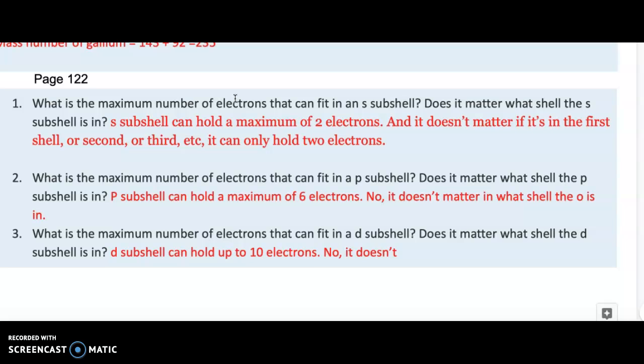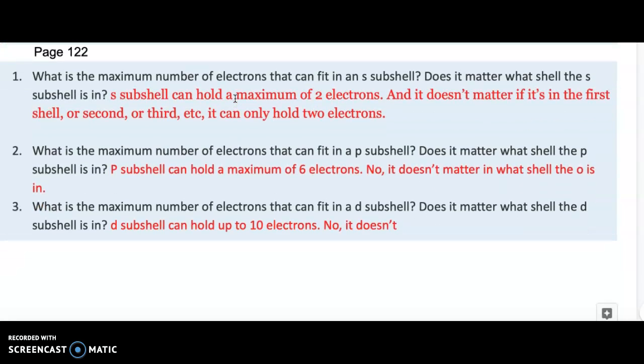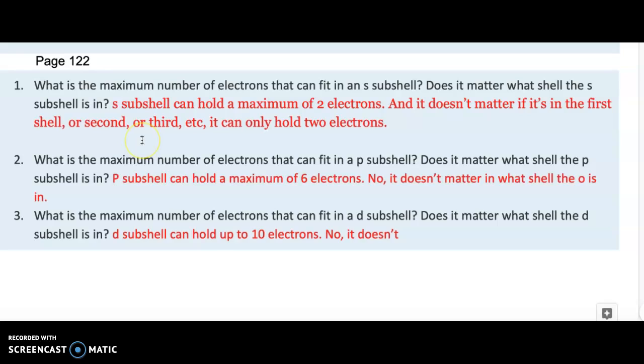Okay. Something more interesting. Now we'll talk about electrons. As you have learned, electrons are located in and outside of nuclei. And on page 122, the first question is asking you, what is the maximum number of electrons that can fit in an S subshell? Doesn't matter what shell the S shell is in.